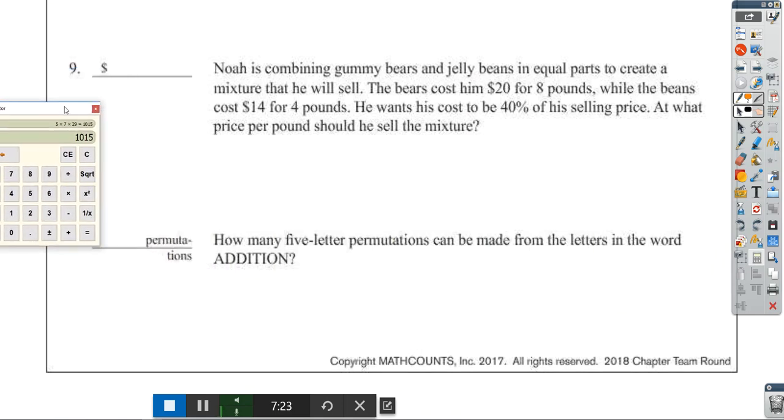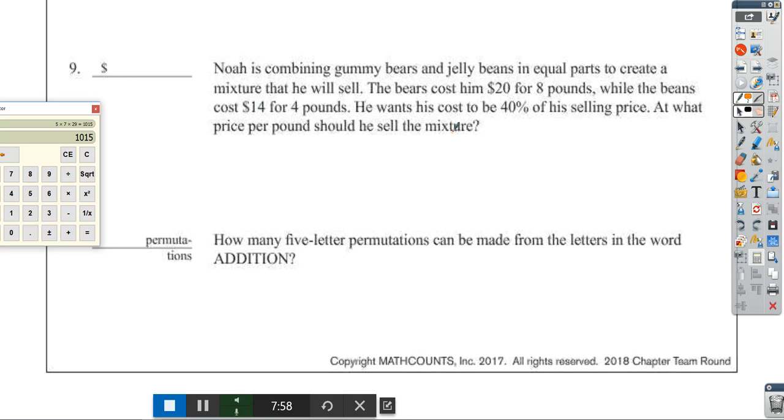All right, number 9. Noah is combining gummy bears and jelly beans in equal parts to create a mixture that he will sell. I might want to buy this because I like gummy bears and I like jelly beans. The bears cost him $20 for 8 pounds, while the beans cost $14 for 4 pounds. He wants his cost to be 40% of his selling price. At what price per pound should he sell his mixture?